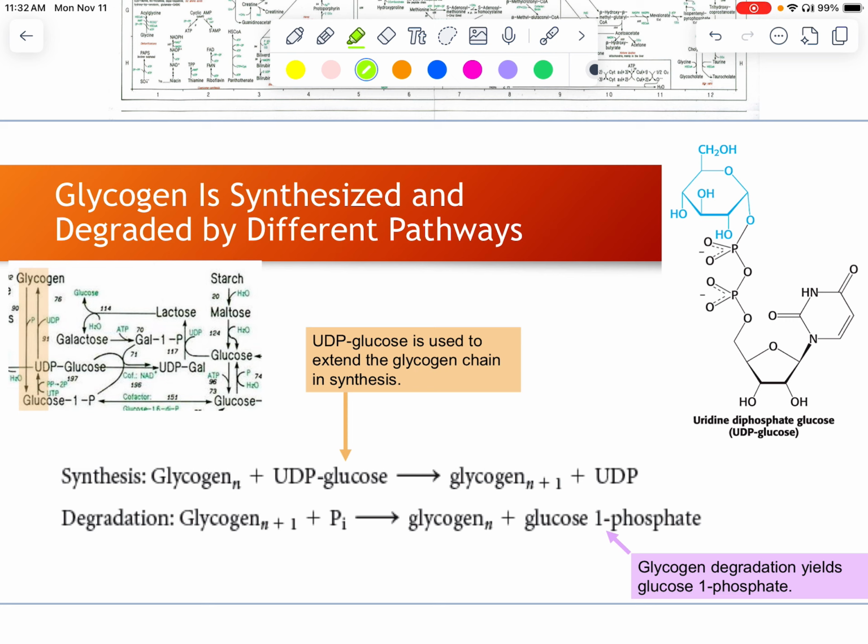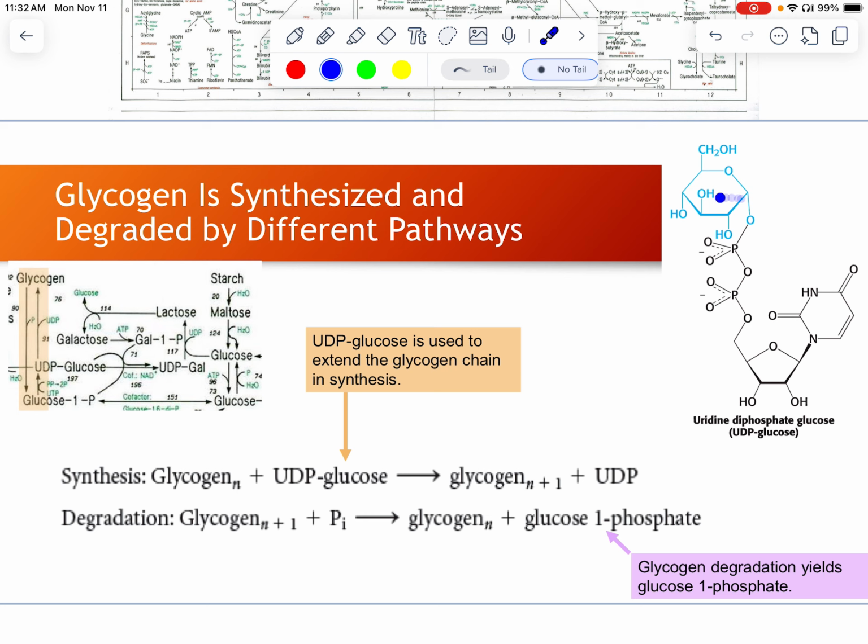So first of all, note that glycogen is synthesized and degraded by slightly different pathways, and you see that in this highlighted section here. Okay, so when we degrade it, we're going directly from the glycogen to the glucose 1-phosphate, but when we create it, we are stepping through this thing that we're going to call UDP glucose. So let's take a look at that.